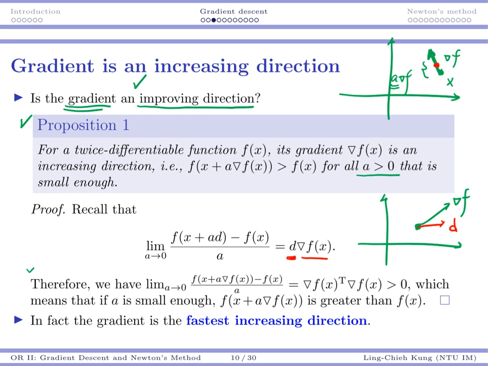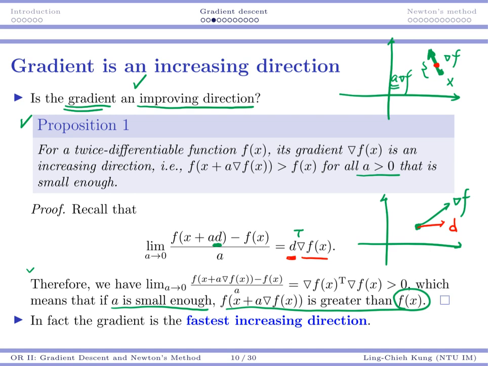Don't forget that this d vector is a vector, so here you should have a transpose. Your gradient is also a vector. Originally it's a column vector, so that's why you do a transpose to make it a row vector, and then a row vector may be multiplied with a column vector. So as long as your a is small enough, this is going to be greater than your original value. So this has been proved: the gradient gives you an improving direction.